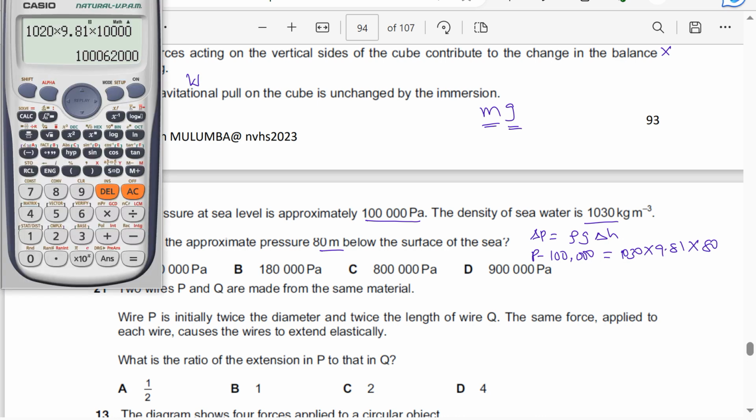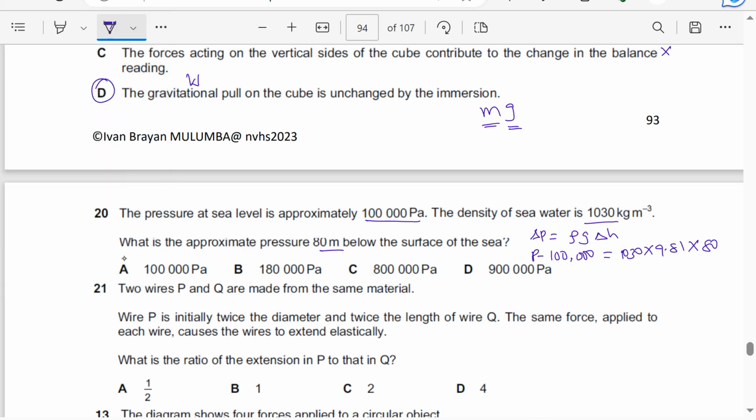So I'll just press my calculator. 1030 times 9.81 times 80. Then I'll add 100,000. So this is giving me 908,000, or approximately 900,000. So P is approximately 900,000 pascals. So the answer is going to be D. It will be a higher pressure if we are 800 meters below the surface of the sea.